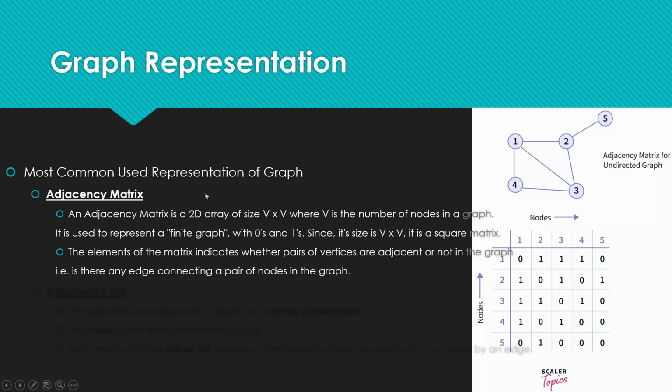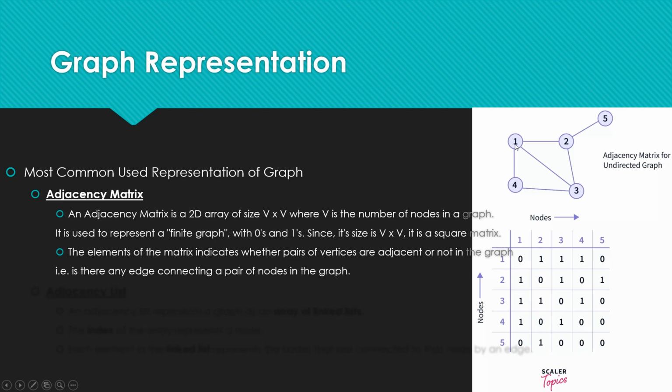It is used to represent a finite graph with 0s and 1s, where 0 means there is no edge between the vertices, and 1 means there is an edge between the vertices. So the size of it is V times V, so it's a square matrix. The element of the matrix indicates whether a pair of vertices are adjacent or not in the graph. That means there is an edge between them or not.